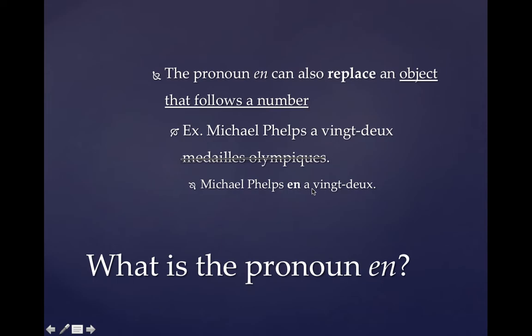So he has 22. And again, this only makes sense more or less if there's already context in a paragraph or if you're answering a question. Because if I just tell you Michael Phelps has 22, you don't know what I'm talking about. So if you ask me how many medals he has, I could say Michael Phelps en a 22 or something like that. And that's more common usage for the pronouns.